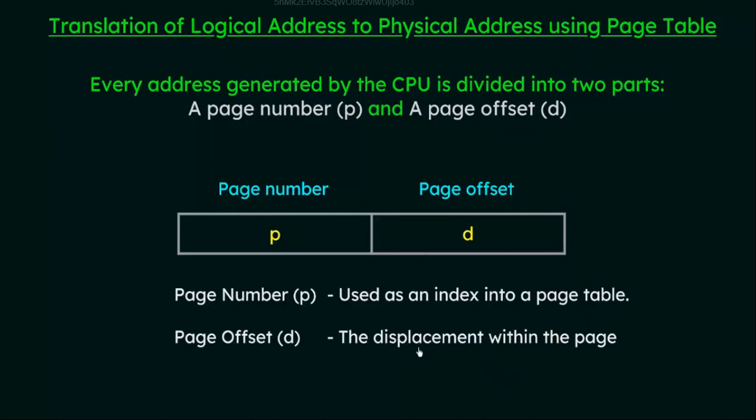And the page offset is a displacement within that page. That means within a page, what is the position of that particular address. So we see the first position, second position, third position, or whatever it is. That is denoted by the page offset. This will become clearer as we take this next example.